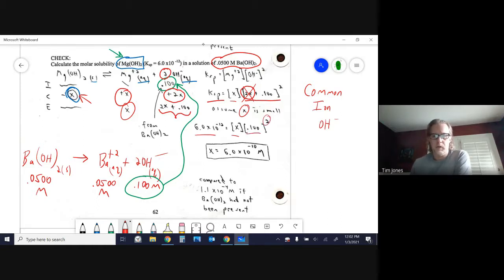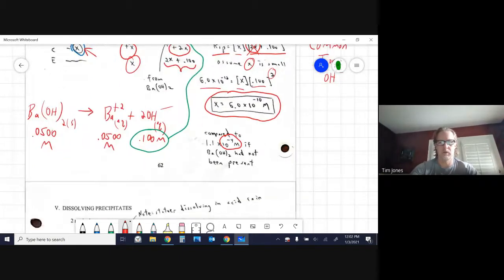Keep the square root, of course, and you end up getting an answer of 6.0 times 10 to the negative 10 molarity. Again, if you do the calculation in pure water, you get a much higher value. You get 10 to the negative 4 molarity, which shows, in this case, it really affected it. It made it so that we're not going to get very much magnesium hydroxide dissolved at all.